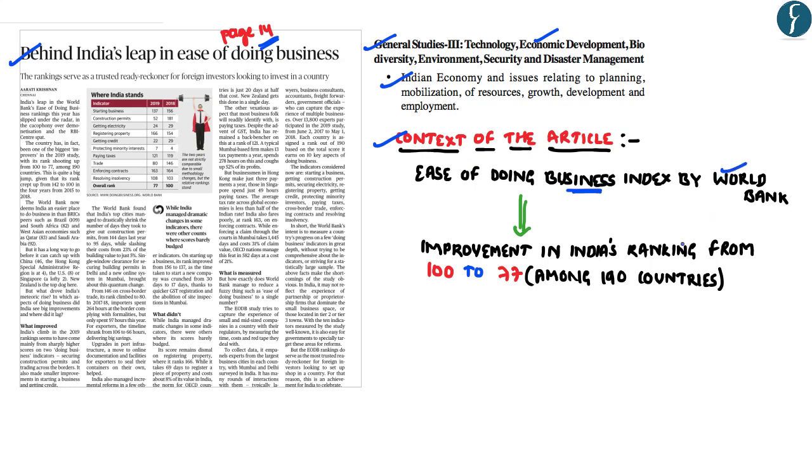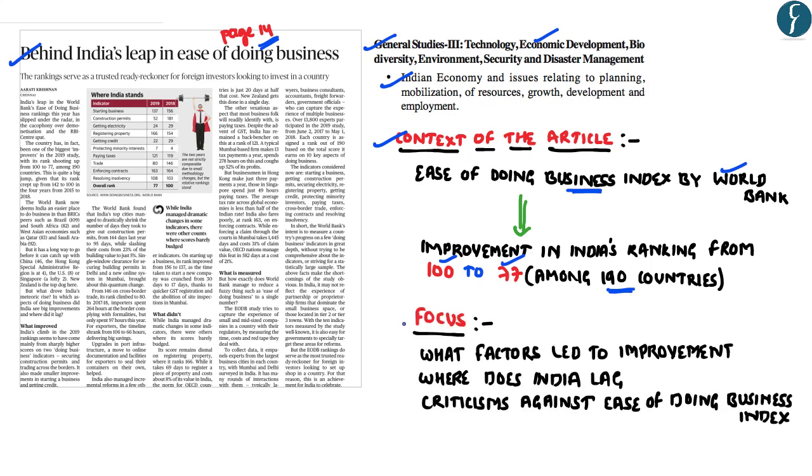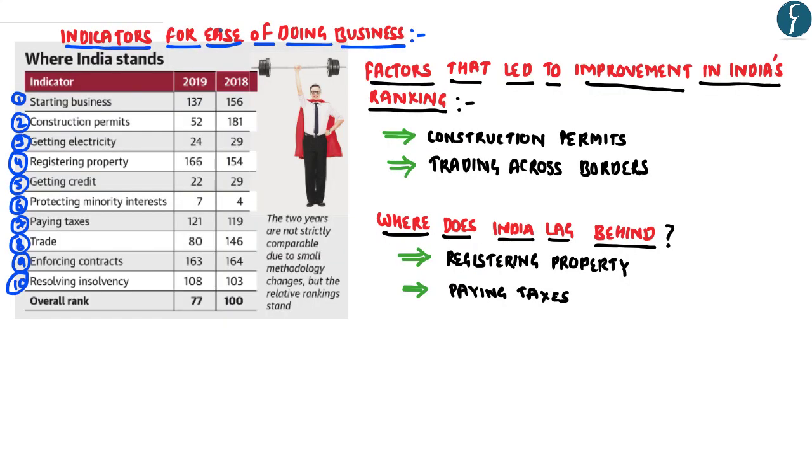And this particular report has highlighted that among the 190 countries ranked across the world, India's ranking has improved from 100 to 77. Thus, as you can see, India's ranking has improved by almost 23 places. So as part of this video analysis, we will understand what factors led to improvement in India's ranking, on which parameters India lags as compared to the other countries, and lastly, we'll also look into certain criticisms against the Ease of Doing Business Index. Here you should note that the World Bank uses totally 10 indicators for measuring the ease of doing business. The list of indicators has been displayed on the screen for your reference.